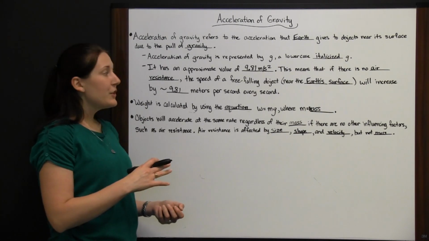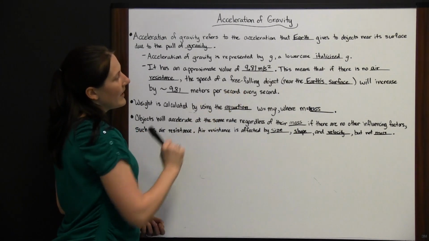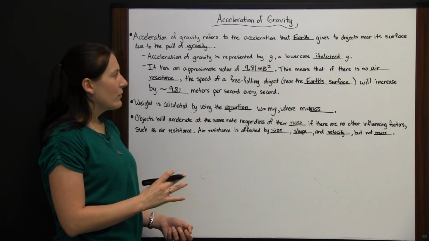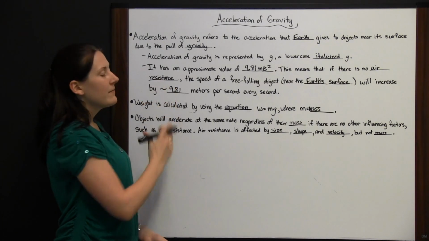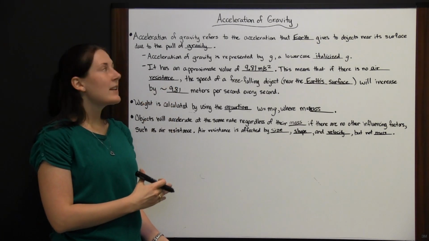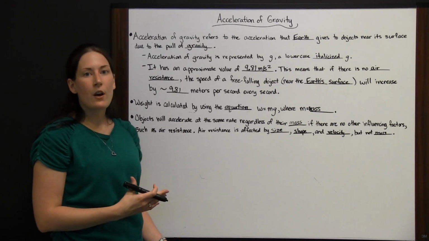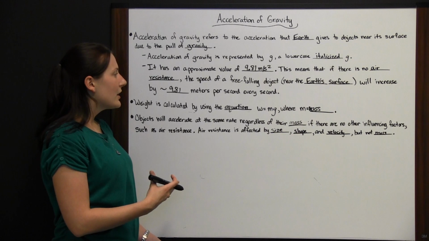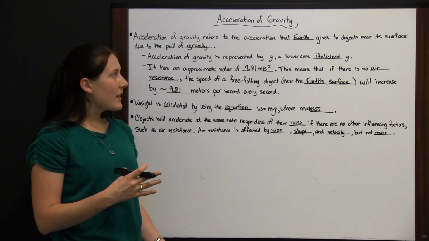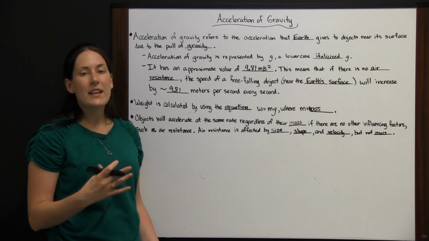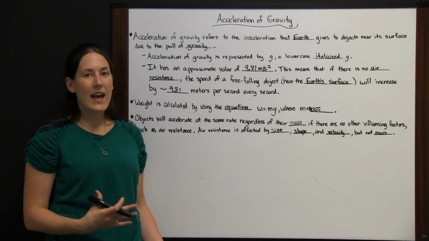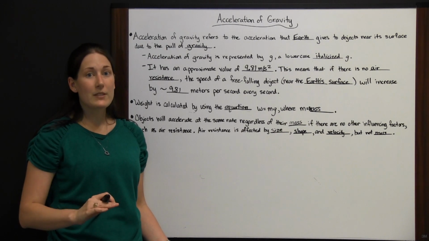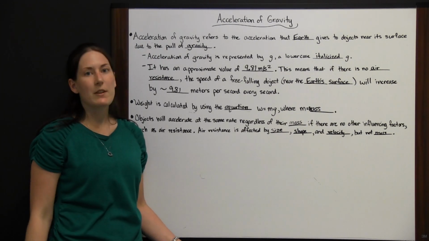But you can still use 9.81 meters per second squared as a basic rule of thumb for the acceleration of gravity that Earth is going to put onto objects with no other forces interacting. So it's still a good jumping off point. You would start with 9.81 meters per second squared and then try to figure out the effect air resistance had, because the basic acceleration of gravity on Earth with no other influencing forces is going to be 9.81 meters per second squared.